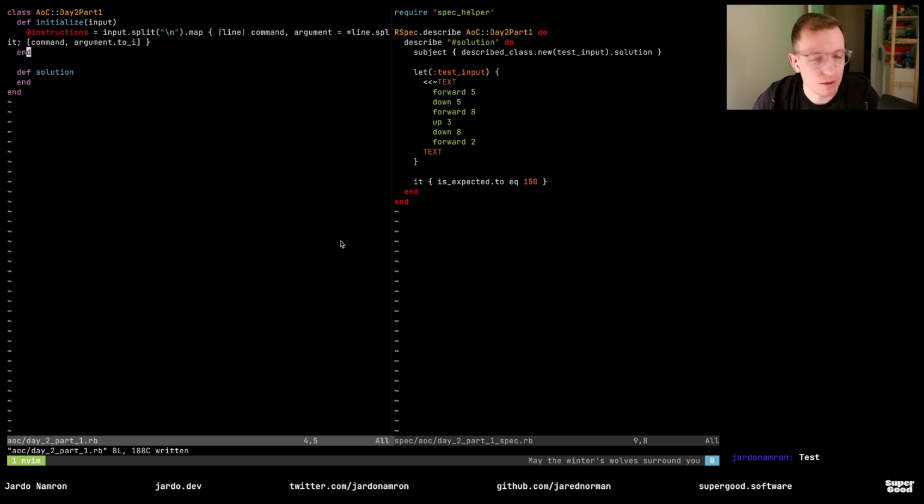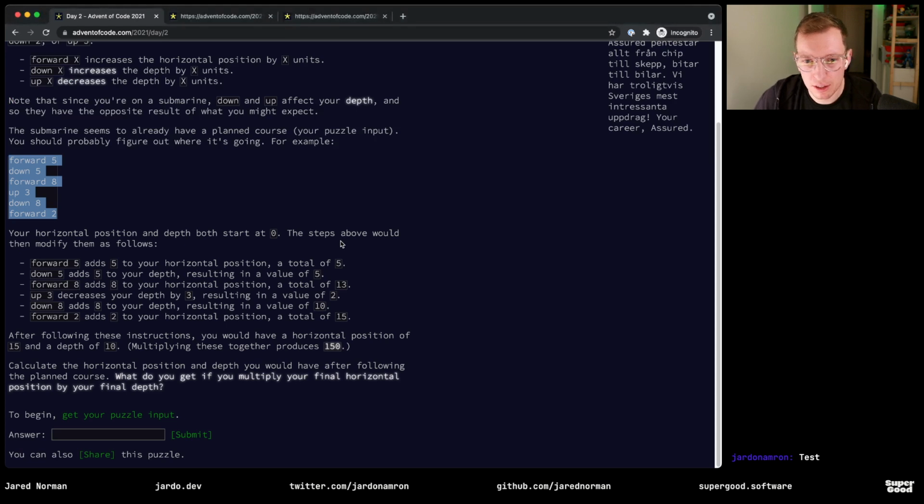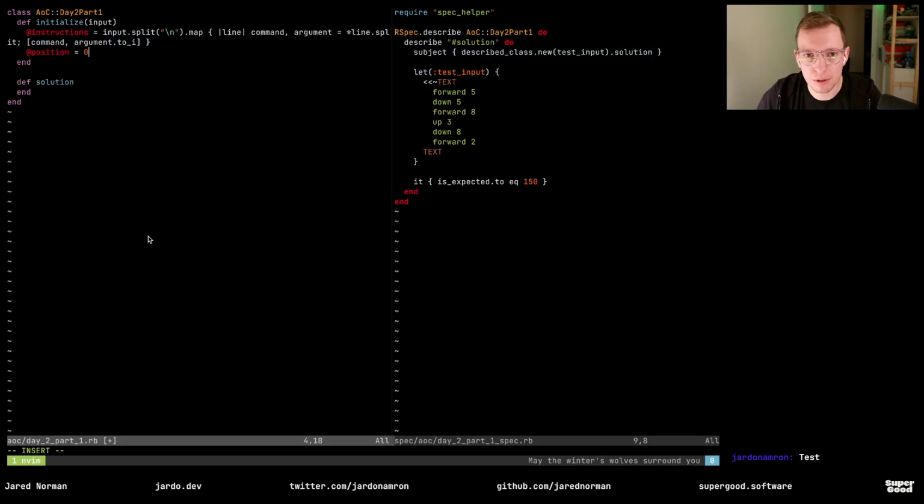And I guess we can do some setup. So we have a position? What do they call it in here? Horizontal position and a depth. Okay, so both start at 0. Depth 0. We know that at the end we're going to want to return position times depth.